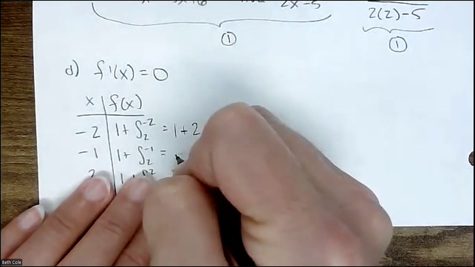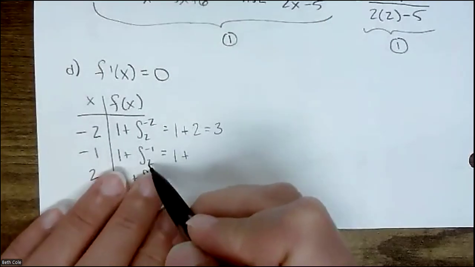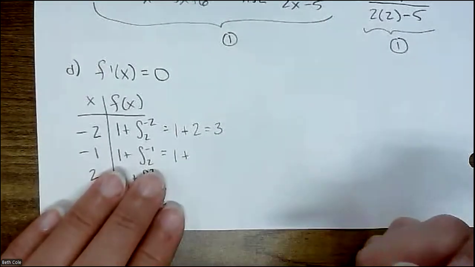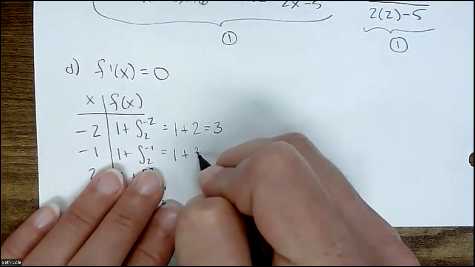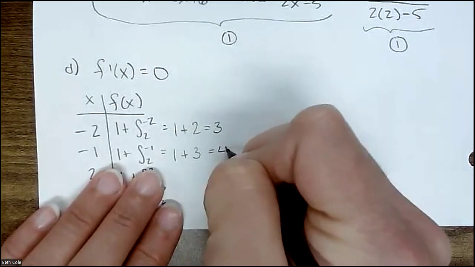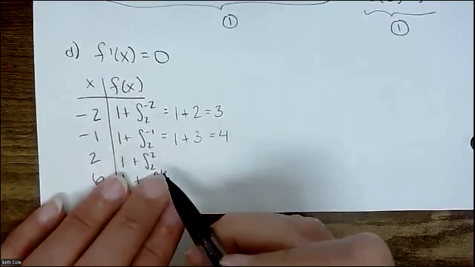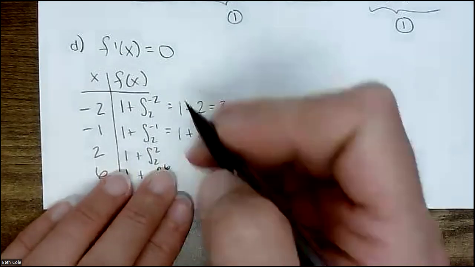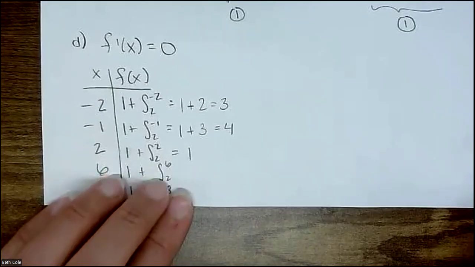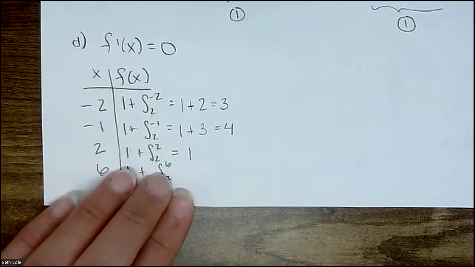Okay, next one. It's going to be 1 plus, now you want to go from 2 to -1. So going backwards. So good. And then 1 plus 3 is 4. Good job. This one's the easiest one because what is your integral 2 to 2? 0. Yeah, 0. So that's just 1. That was the initial condition.